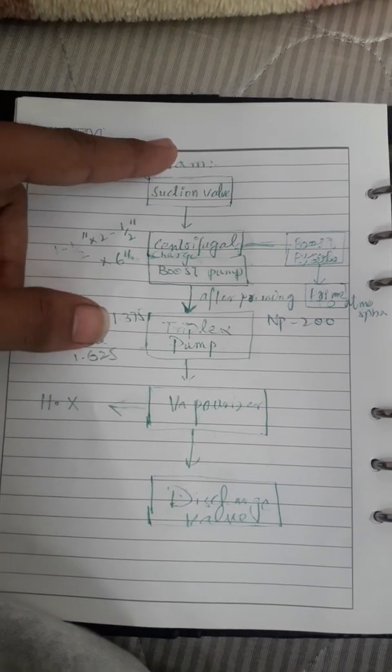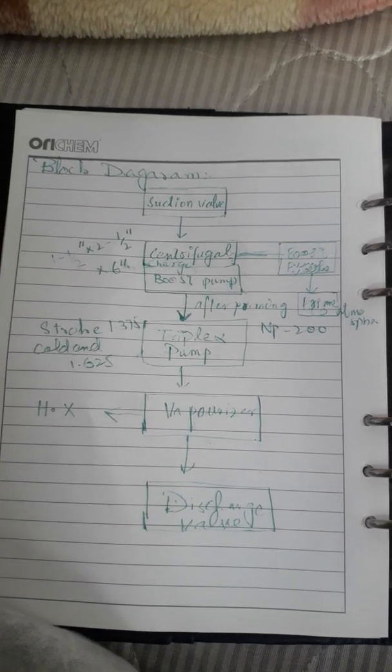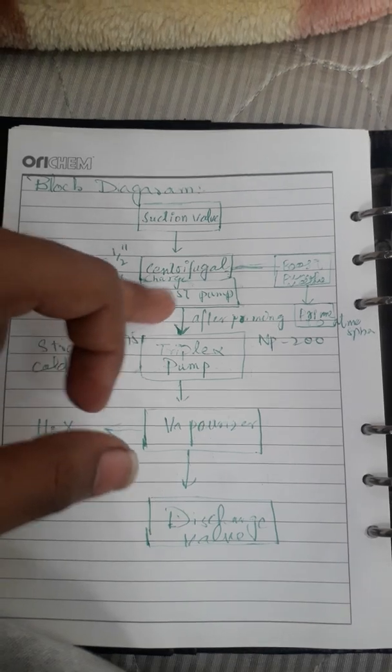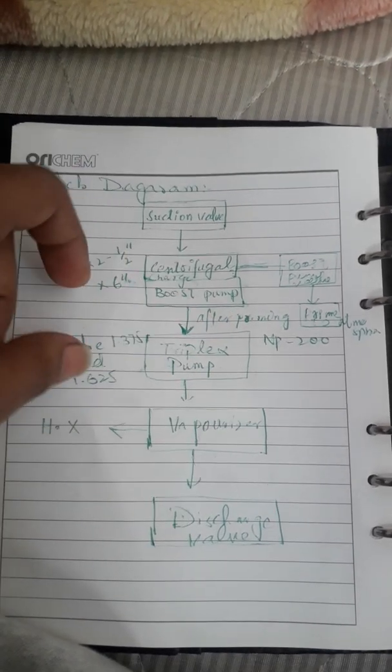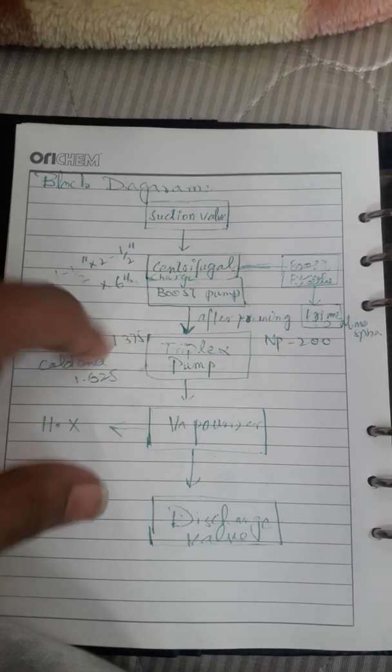Here we have a nitrogen tank, and this is the suction valve which is installed on the nitrogen tank. After that this will go to the centrifugal charge boost pump. They have a sizing inside which I mentioned there, you can see that.